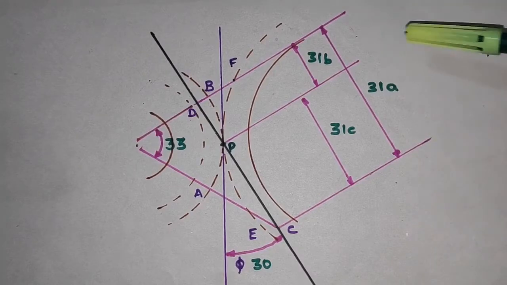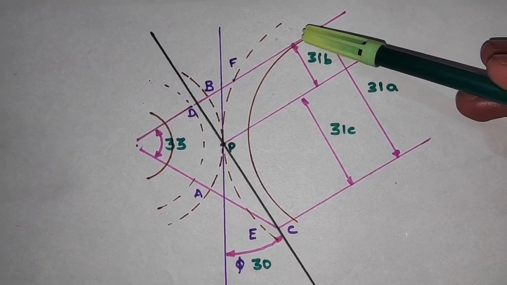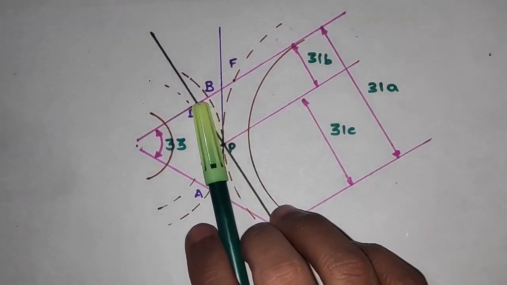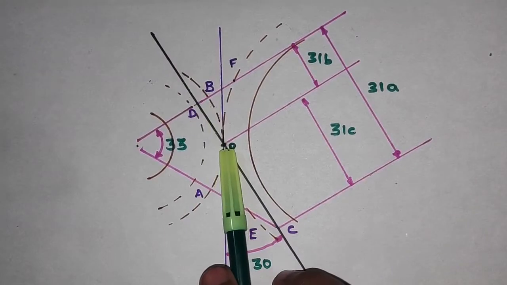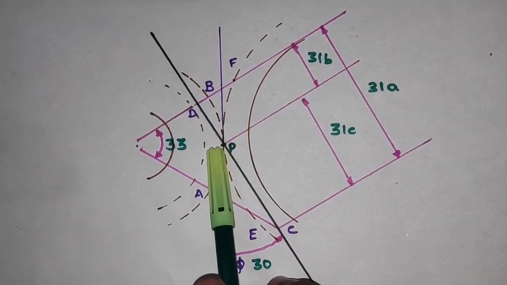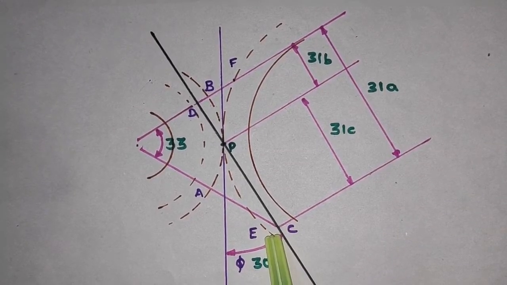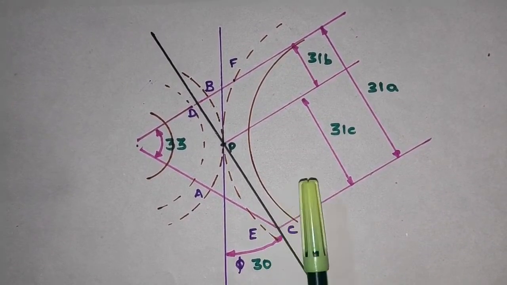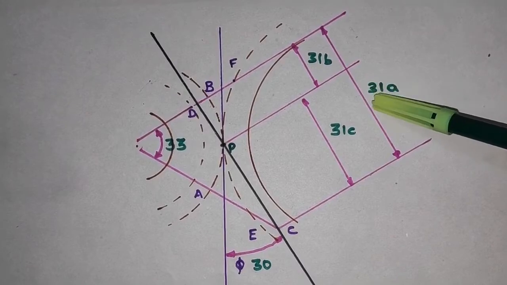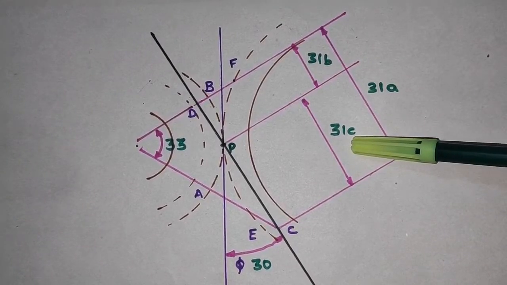This path of contact is divided into two parts: the path of approach and the path of recess. The path of approach is the portion from the point of beginning of engagement till the pitch point, and the path of recess is the portion from the pitch point to the point at the end of the engagement of the gears. So the total length is called the path of contact or contact length, which is divided into path of approach and path of recess.